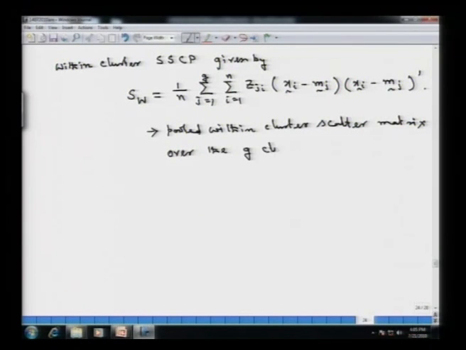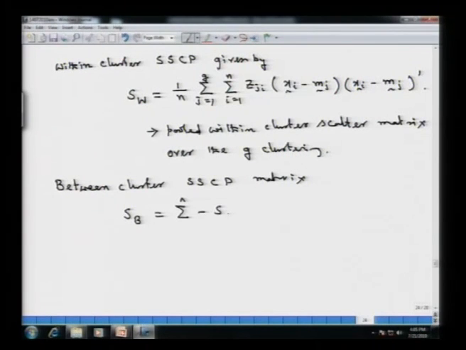over the g clusters. So suppose a clustering algorithm gives us g clusters, then SW, the sum of squares and cross product scatter matrix, is defined by this particular quantity, and we also defined the between-cluster sum of squares and cross product scatter matrix, which is SB, given by this sigma hat matrix minus the within-cluster sum of squares and cross product matrix. It is elementary to see that this reduces to the sum over j equal to 1 to g of nj divided by n, times (mj minus m), the grand mean, times (mj minus m) transpose.